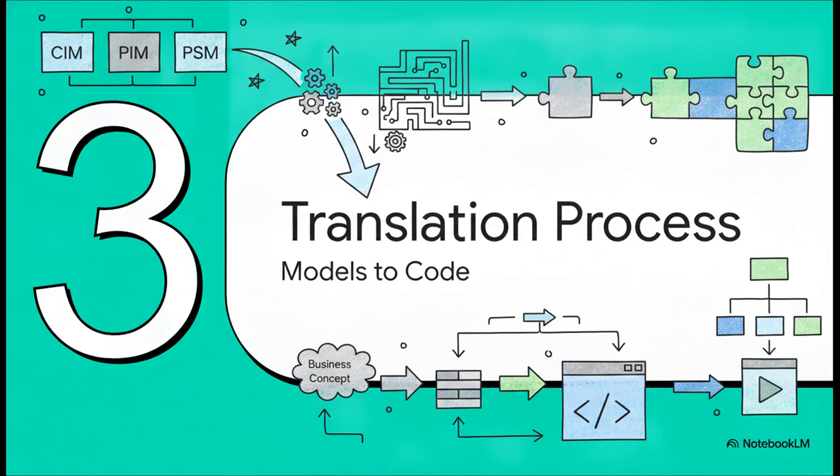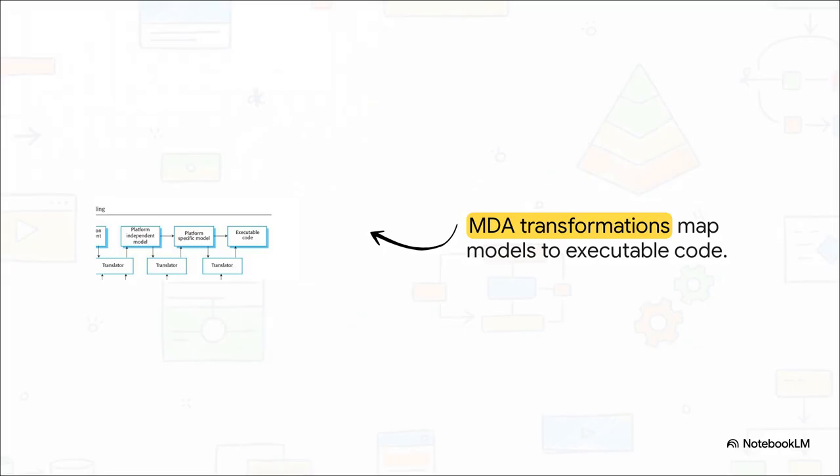Section 3. The Translation Process. Let's look at the actual mechanics of how we get all the way from a high-level business concept down to a running program. And this brilliantly illustrates that exact flow, straight out of Figure 5.19 in your textbook. We start all the way on the left with the computation-independent model. That gets translated into the platform-independent model. Next, a translator tool steps in, using specific domain guidelines to convert that into our platform-specific model. And then finally, another automated translator converts that PSM into actual executable code.